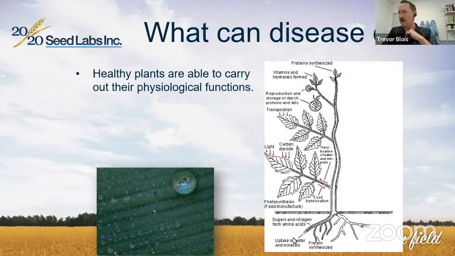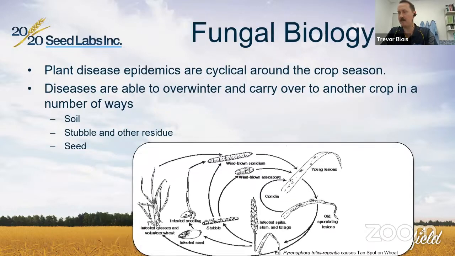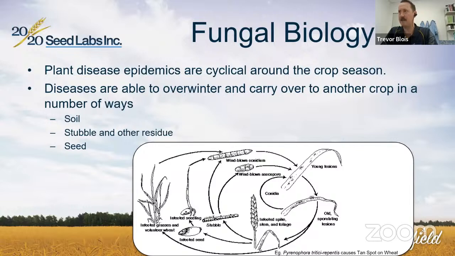In the roots, we've got nutrients and water being taken up, getting translocated throughout the plant with the vascular system. Light and carbon dioxide are used in the leaves for transpiration and photosynthesis, and that's all occurring in a healthy plant. But of course, pathogens interfere with each of those functions, and that results in a reduction in plant growth and possibly even plant death. And so that's what we want to avoid when we're looking at plant pathogens.